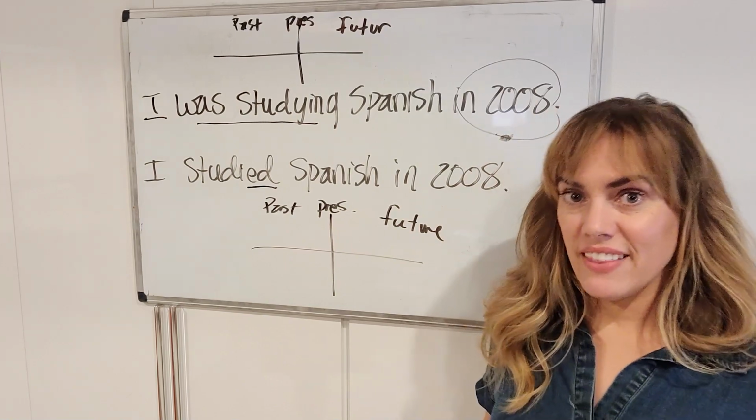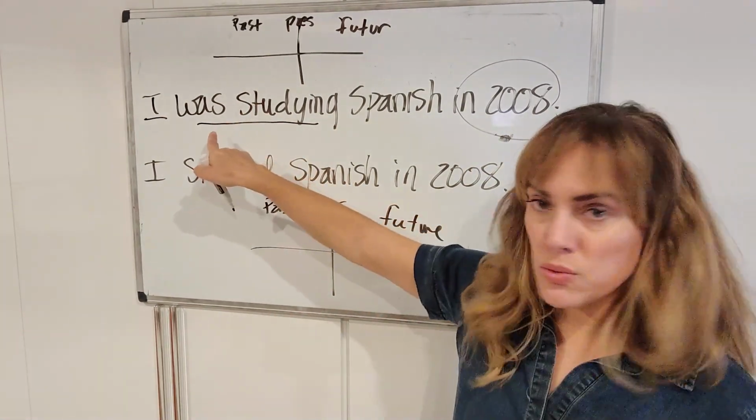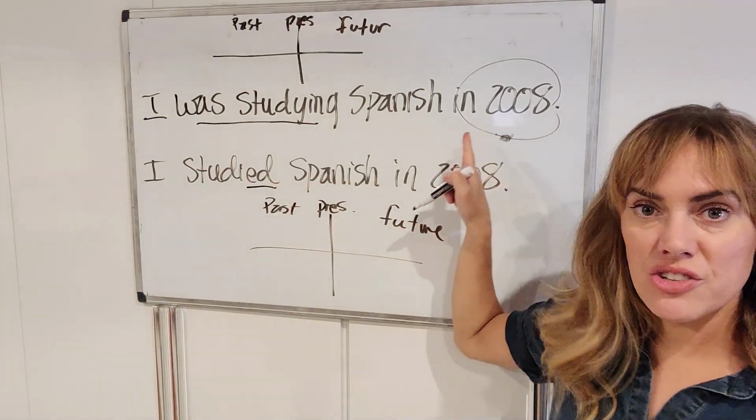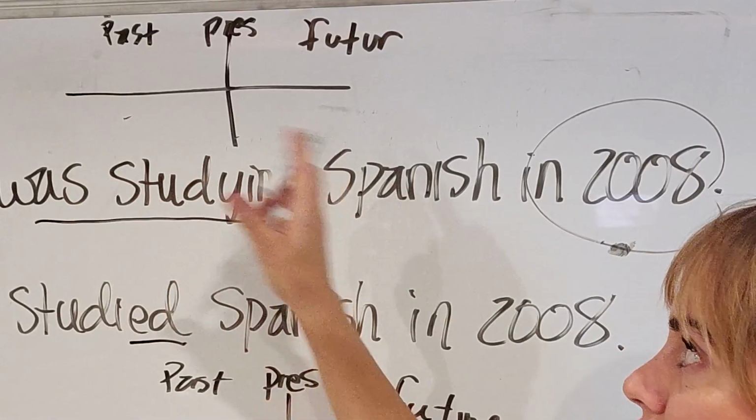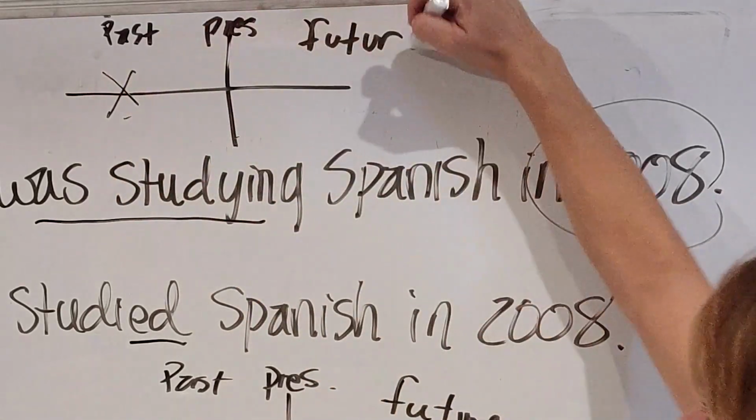So if we look at it like in a chart, this one, I was studying Spanish in 2008, would look like this. Here's the past, present, future. It would be like this.